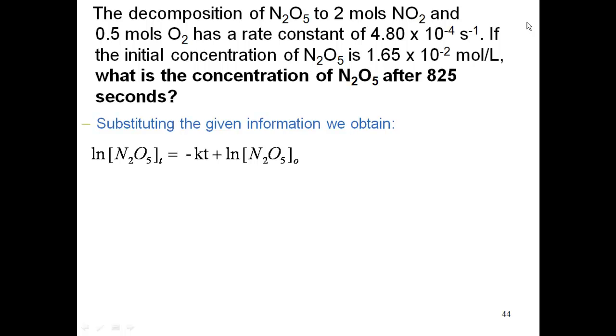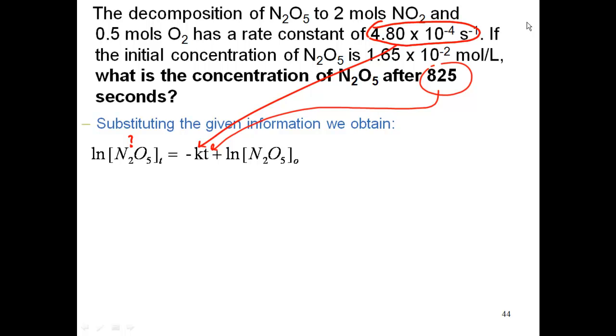So let's see if we can find this information in the problem. We're looking for the concentration of N2O5 at time t. Well, that's nowhere in the problem because that's what I'm trying to solve for. Is k given in the problem? Yes, it is, right here. So I'll plug that in for k. And then I'm looking for t. Is that given? Yes, it is. The 825. That would be placed into my t.